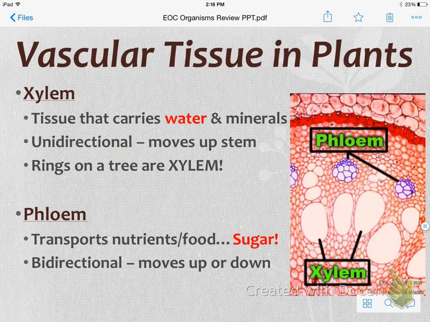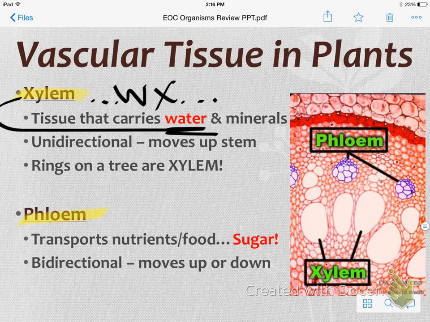So there's two types of vascular tissue in plants. You have xylem and phloem. So xylem carries water and minerals. I always remember it alphabetically. WX is the order of the alphabet. So water goes with xylem, and it's only in one direction and moves up the stem.